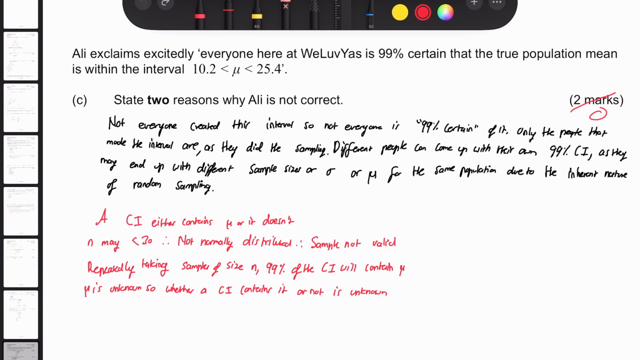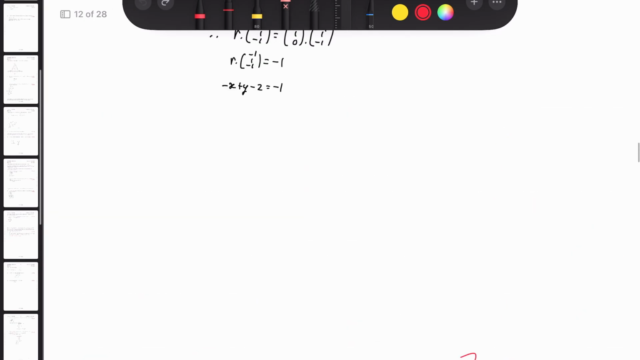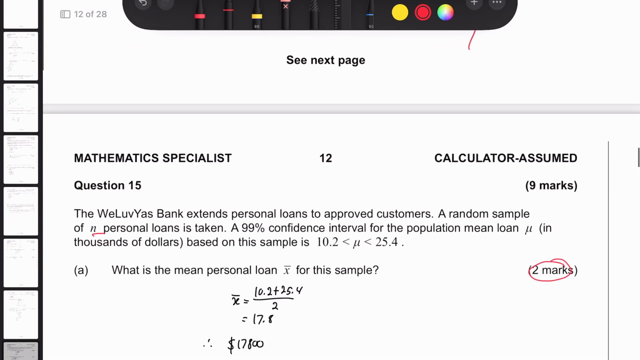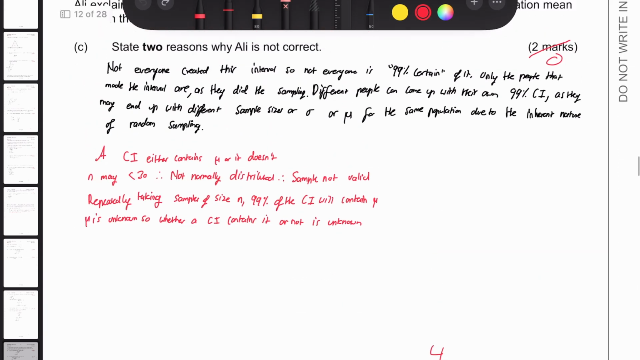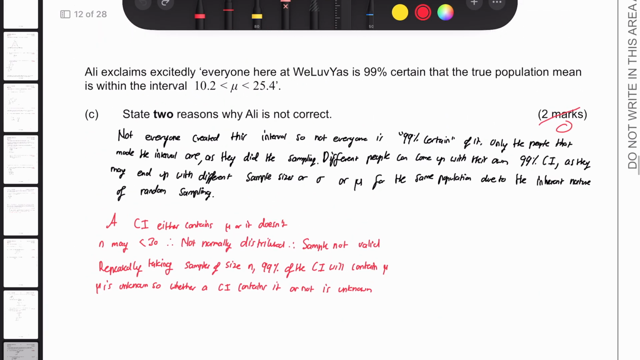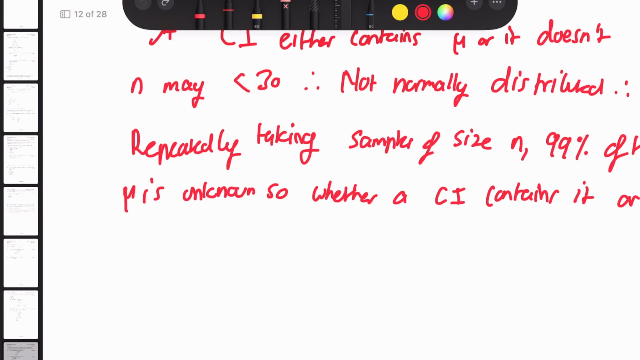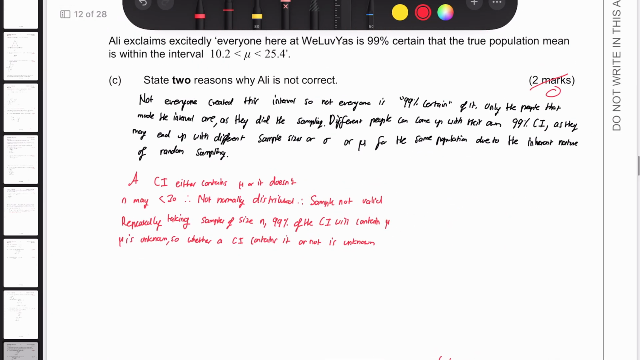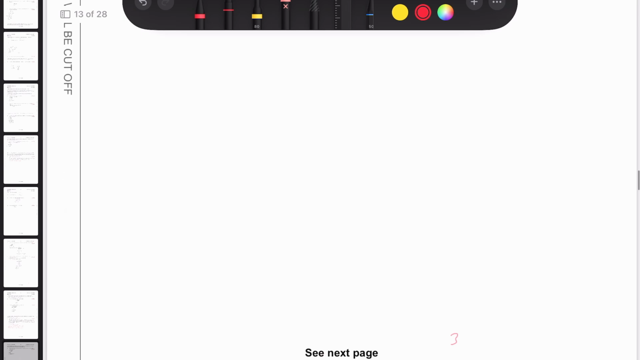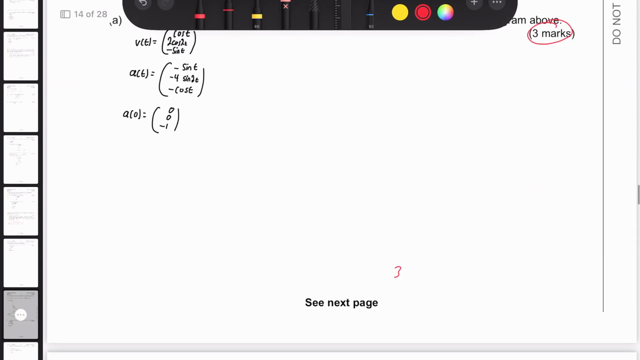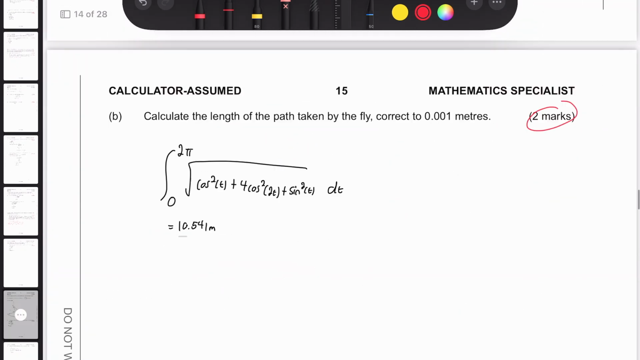So you could have said it either contains mu or it doesn't, because they said 99% certain it does. So that's kind of not true, because we don't actually get told what n is, it just says n. N could be less than 30, so then it's obviously not going to be normally distributed, so then the sample won't be valid. Repeated takings of size n, 99% of the confidence intervals will contain mu, and since mu is unknown, whether a confidence interval contains it or not is unknown as well. So, yeah, 3, that's a very small 3, however I'll leave it.